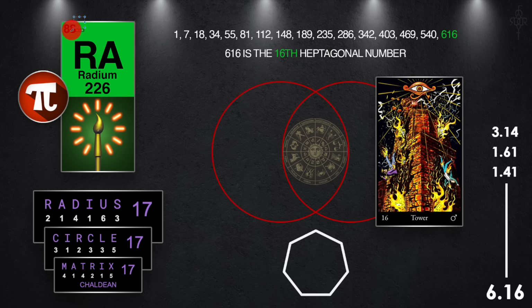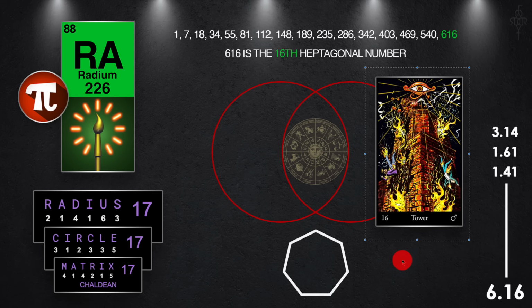And what is 88 reduced down to? The number 7. So it's just fascinating that the 616 tied to the great beast is the 16th heptagonal number, and heptagon is the 7-sided polygon, and 7 is the reduction of the 88. And the card that talks about Ra is the freaking Tower card.